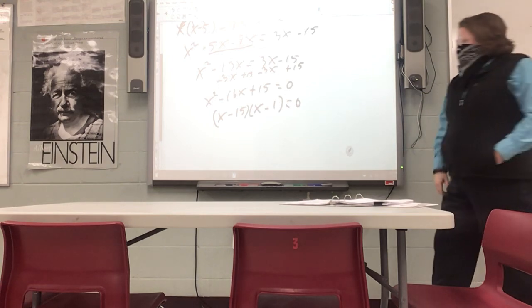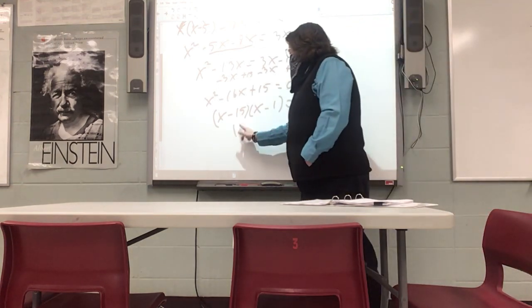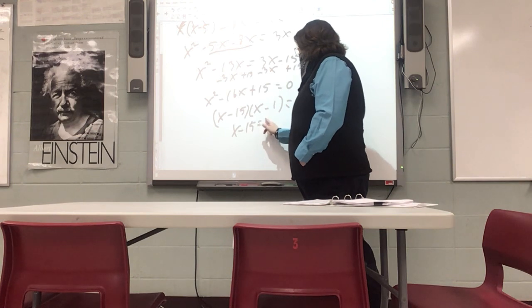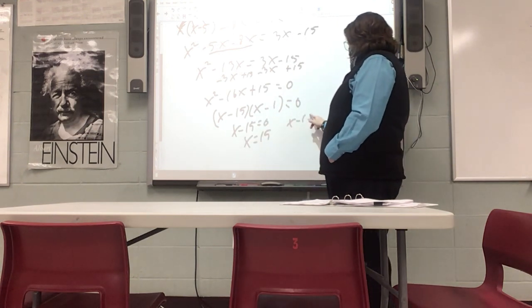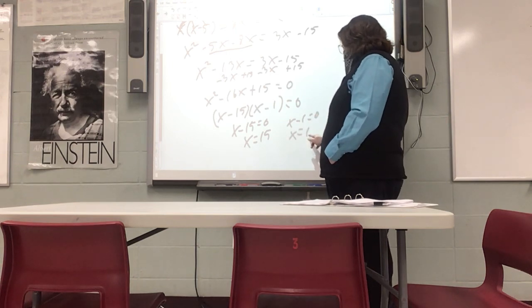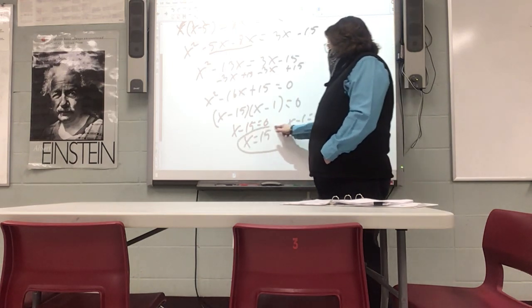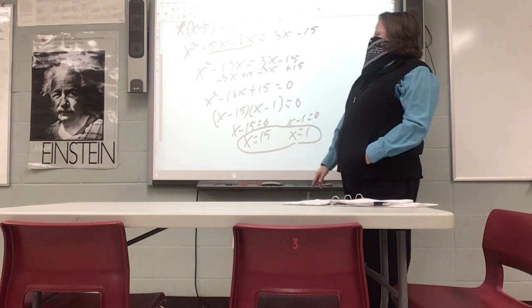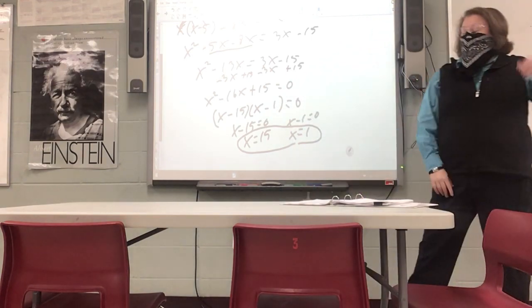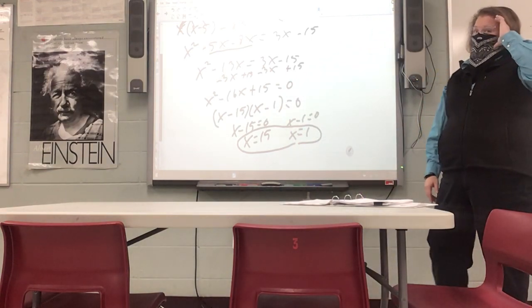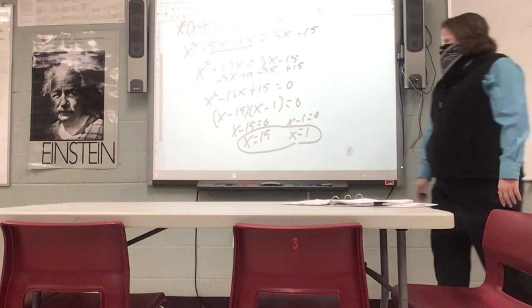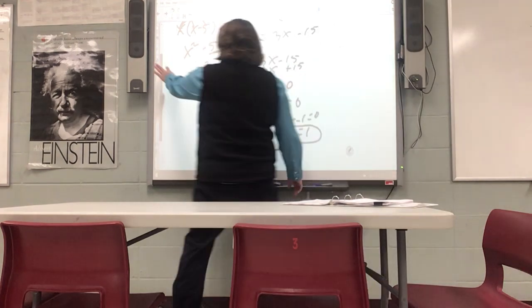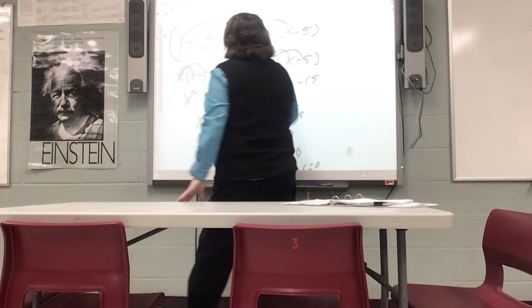Set both of those equal to 0 and solve. So if x minus 15 equals 0, you get 15. And if x minus 1 equals 0, you get 1. Now, anytime you're solving a quadratic, when we get to that level where it's squared, it's possible that we could have extraneous solutions. Remember, with extraneous solutions, you do all that good work, you plug it back in, and they don't work. So let's check them out and see if 15 and 1 would work.